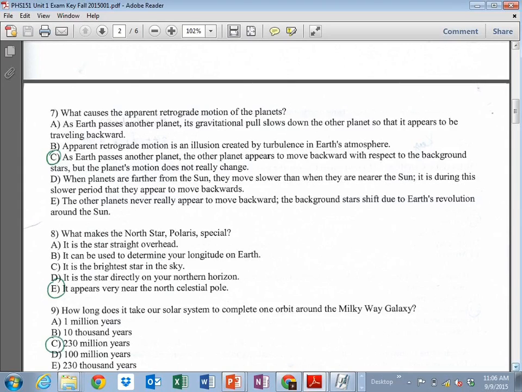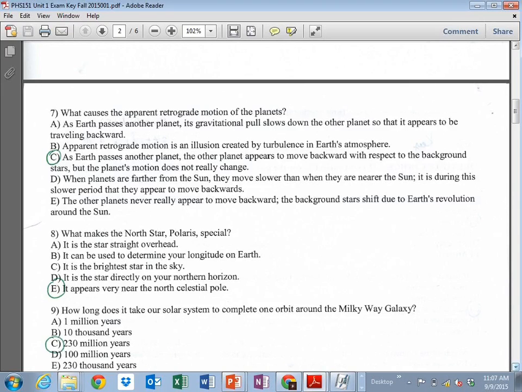What causes that backward or apparent retrograde motion of the planets? The best answer there is C, that as Earth passes another planet, the other planet appears to move backward with respect to the background stars. Question 8, what makes Polaris so special? E, that it is very near the North Celestial Pole.